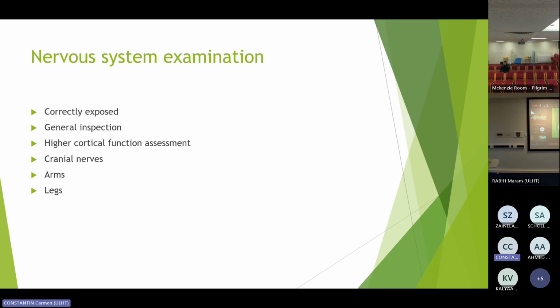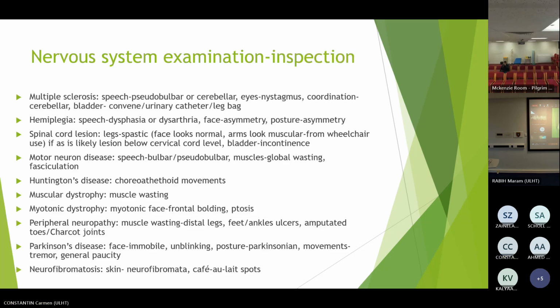So in the examination of the nervous system, it's very important to expose the patient correctly. The patient might or might not need undressing, but definitely needs to be correctly exposed. General inspection is important, and then the assessment of higher cortical function. I'll go through this, then the cranial nerve examination and the upper and lower limb examination.